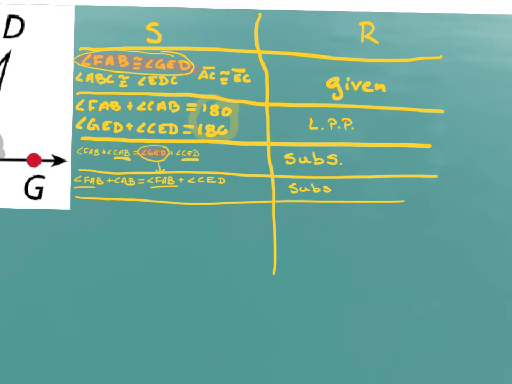Now what are we doing? Yes, ma'am. Angle CAB is equal to angle CED. How did we end up there? Subtraction.